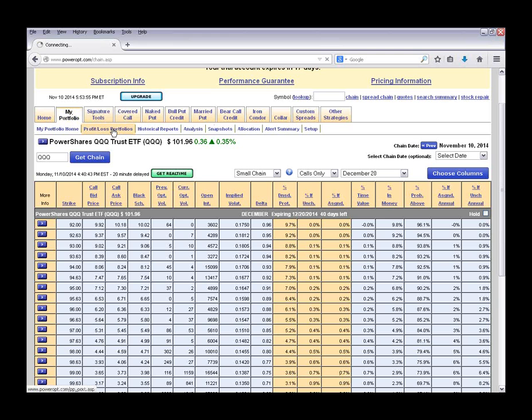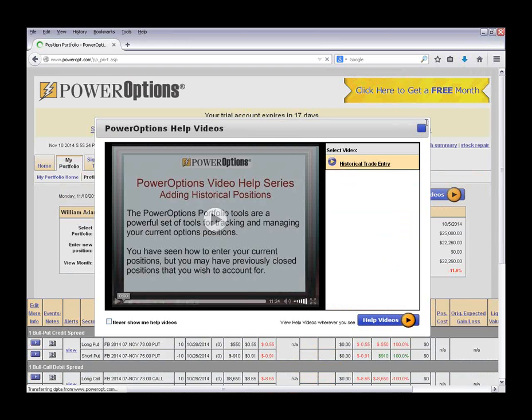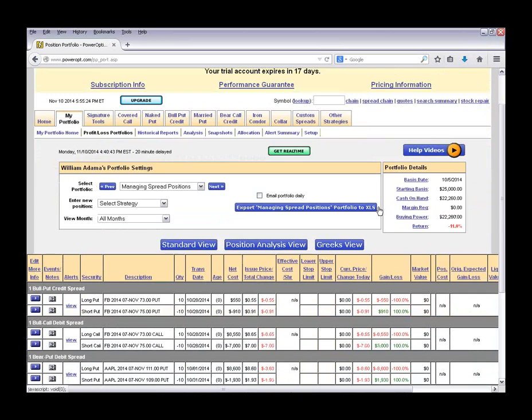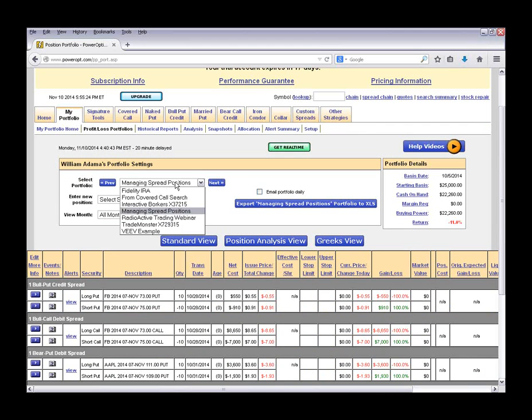So I'm going to go into the profit and loss portfolios. This is where we track our open positions. There's help videos that occasionally pop up. There's a variety of help videos here for setting up a portfolio and entering new positions. I'm going to change this to just go to a basic example here.